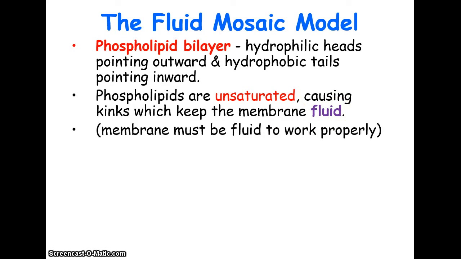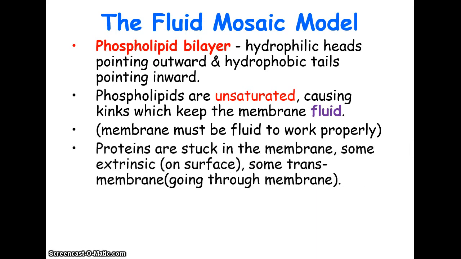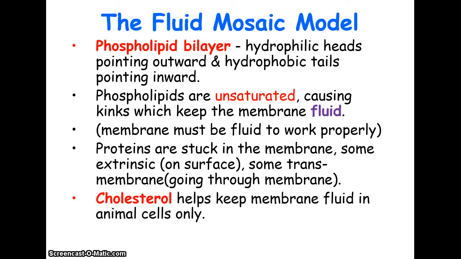In fact, if the membrane gets too cool and it starts to solidify, it won't work properly. It won't be able to do the jobs that it normally does. So it's important that it stays fluid. The proteins, there's different types of proteins we're going to talk about in a minute, but some of the proteins are extrinsic, and that means they are actually on the surface, and then others are what are called intrinsic, meaning they're within, and a lot of them are transmembrane, meaning they go completely through the membrane. They stick out on the two sides. And then in animal cells only, we see cholesterol. Cholesterol actually adds to, at cool temperature specifically, it helps to keep the membrane fluid.